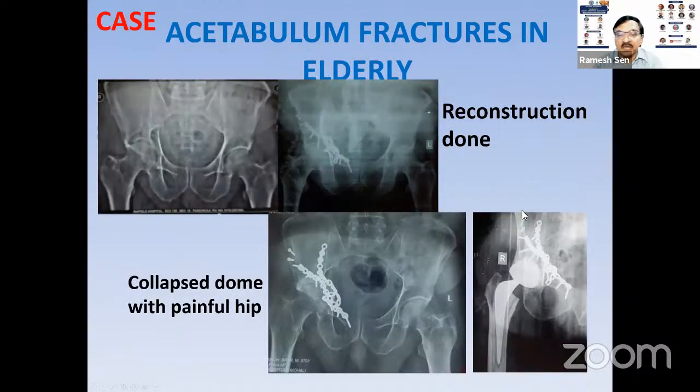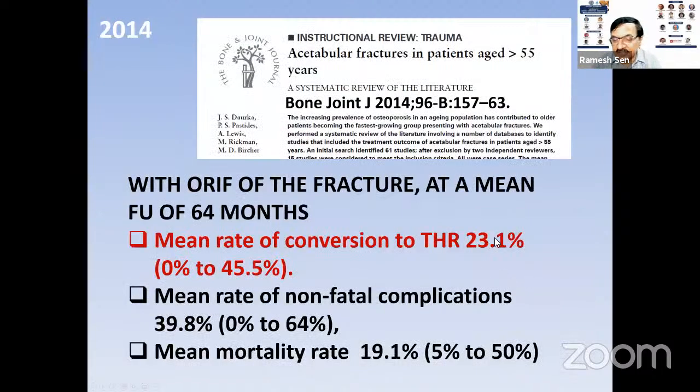This is my old case where I did a reconstruction before I was using my plate. So I applied one U plate, a buttress plate, this plate. It looked to be okay on day one, but within some weeks it collapsed and I had to do a replacement. So that was the reason, as Professor Ramesh also told, this rate of conversion is 23.1% as far as this literature says. And this was the same finding with Professor Ramesh also.